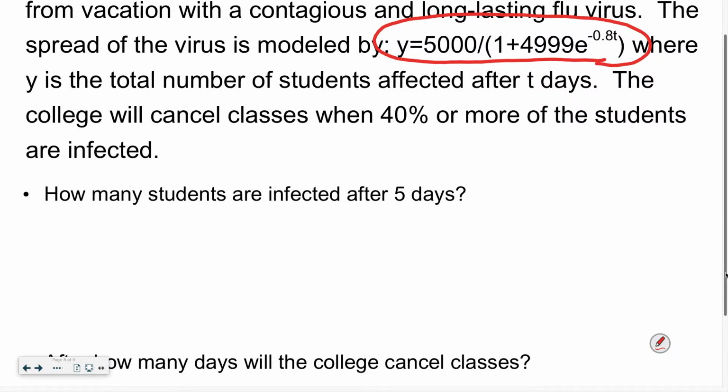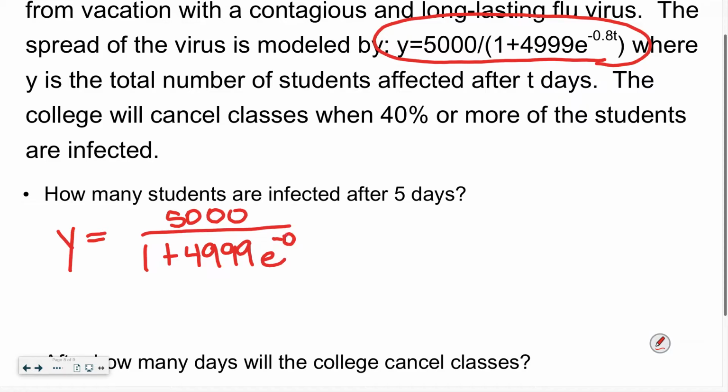So if I'm asking you to find how many students are infected after 5 days, you're plugging 5 in for where? T. That one's kind of nice, right? Anytime you have days, months, years, whatever, we know we're going to be plugging it in for time. So we have Y equals 5,000 over 1 plus 4,999 e to the negative 0.8 times T. Okay? If you're going to punch this into your calculator, since you have more than one term in your denominator, you are going to need parentheses in your denominator.